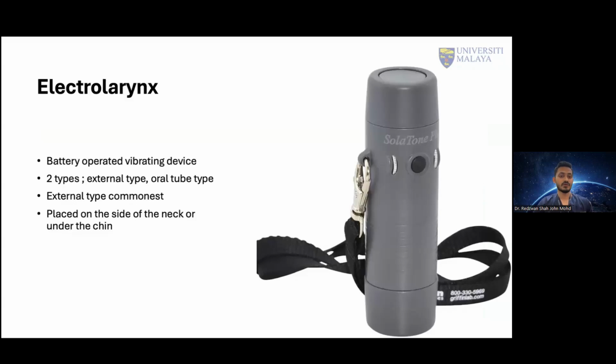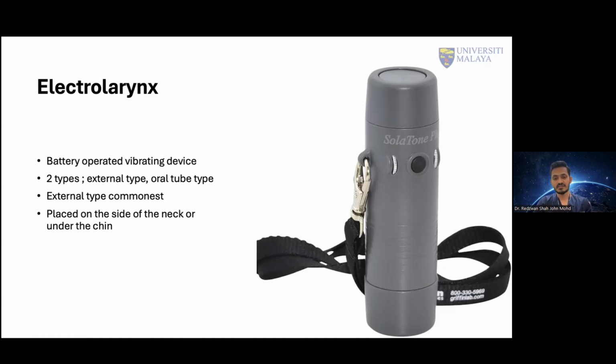So let's move on to electrolarynx. This is how a typical electrolarynx looks like. It's a small portable device with a button at the top. It's a battery-operated vibrating device. There are two types of electrolarynx: the external type, which is this, and also the oral tube type, which is not commonly used. The external type is by far the most common type.